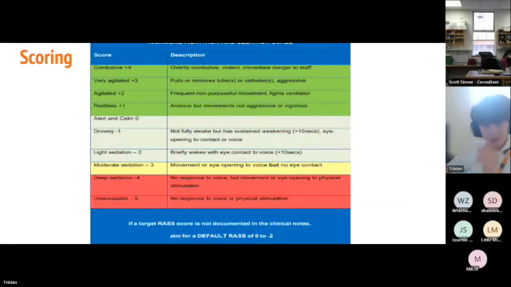So this is the scoring for RASS. I won't go through all of it, but essentially it runs from +4 to -5, where the higher it is, the more agitated the patient is. And at the bottom, it says to aim for a default RASS of 0, so alert and calm, to a light sedation at -2.